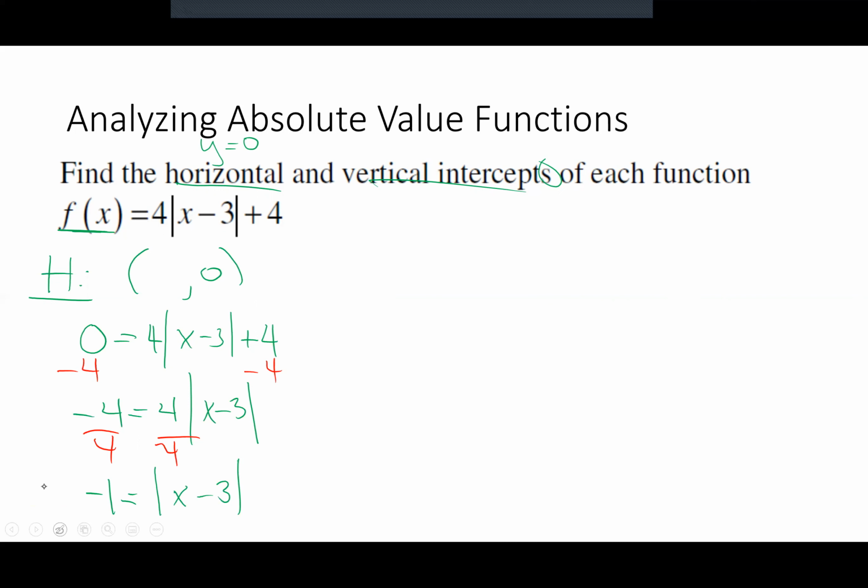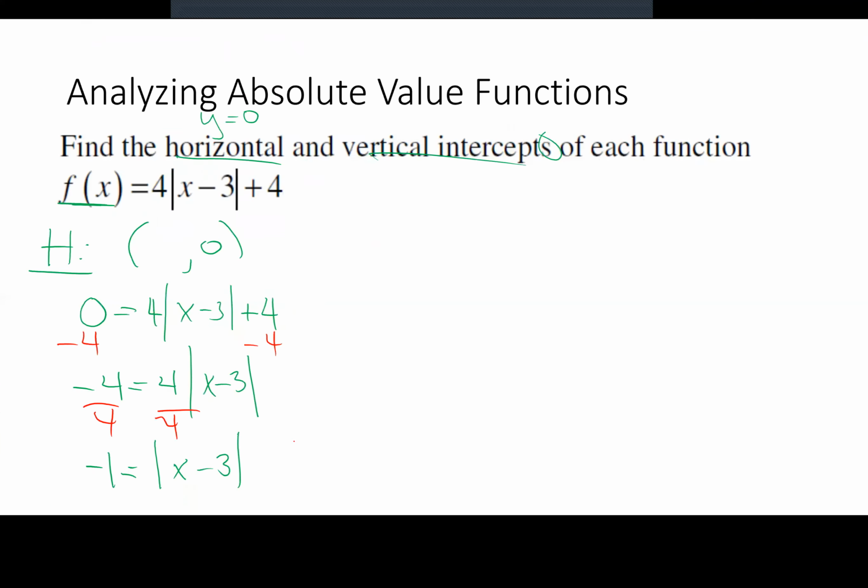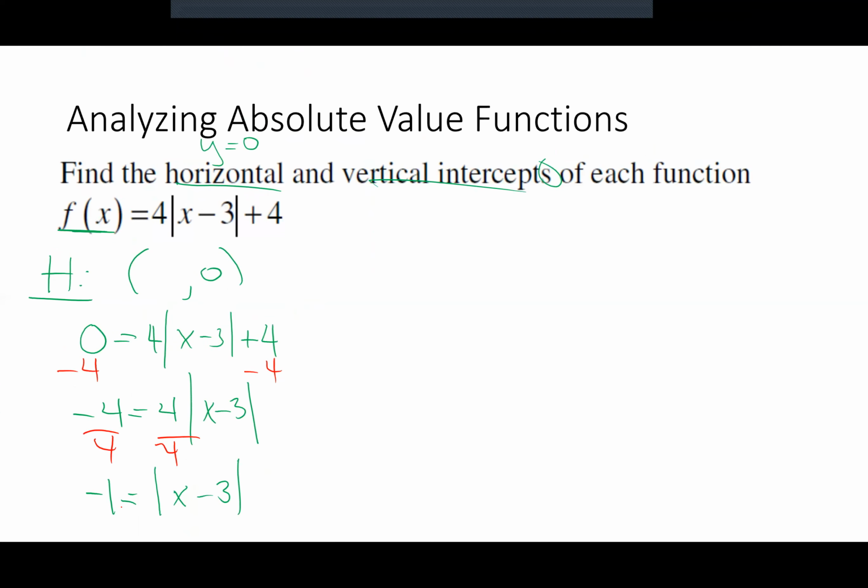How on earth can we say that we're looking for the numbers which live -1 units away from 3? How are we going to find that? What's going on here? How are we going to go about doing that? We can't. We can't have the absolute value equal to a negative. So what does that mean? Well, what that means in this case is there's no solutions to this equation. Since there is no place where this happens, there's going to be no horizontal intercepts.